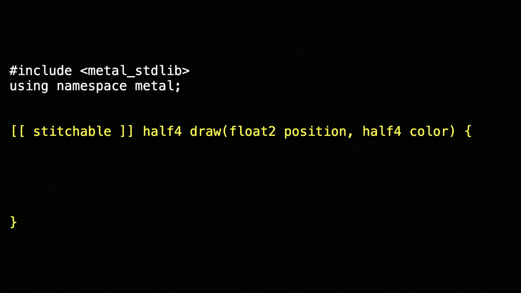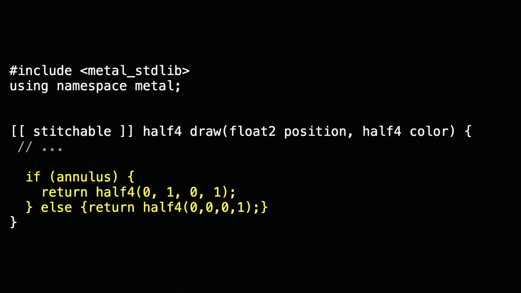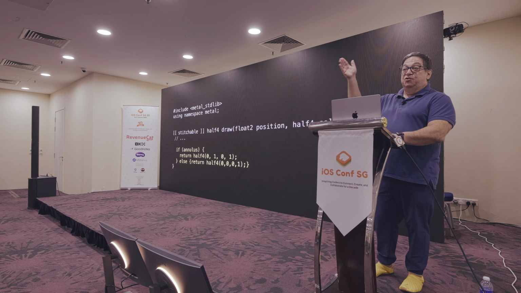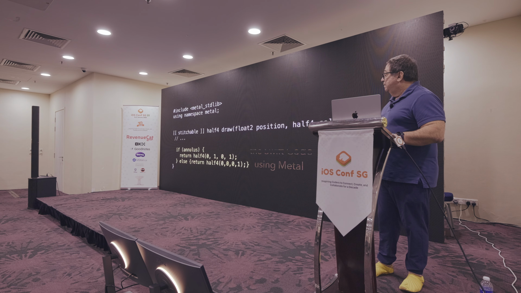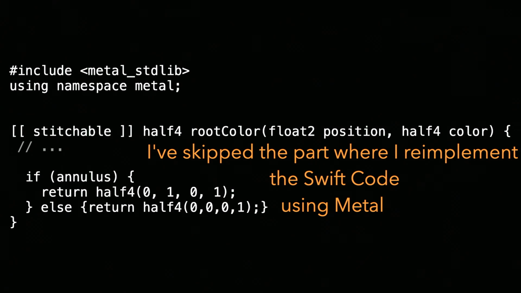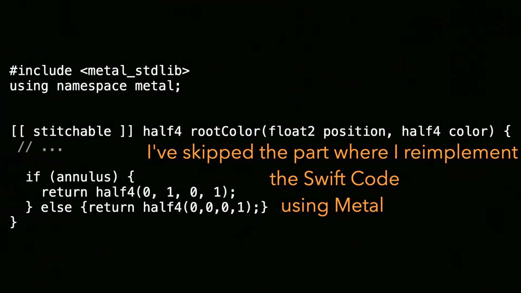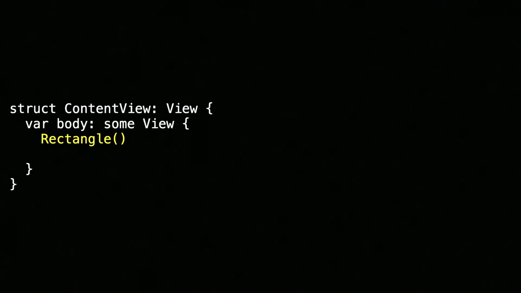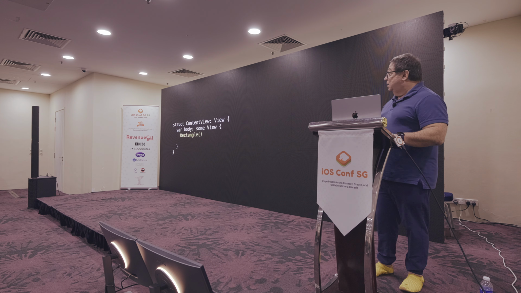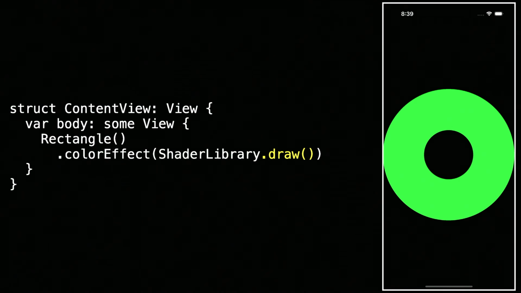And so, for example, I have this draw. Now, it looks very C-like. That's the drawback. But somehow I figure out if I'm in that annulus, then I'll color it one way. Otherwise, I'll color it another way. Very easy to work with a shape that has told you is it true or false based on the point. I've skipped the part where I re-implement the circle in Metal because that's not the point, but you can draw shapes. And the way we would do this in SwiftUI, because SwiftUI can now use Metal easily, is I take a rectangle and I say, hey, rectangle, apply the color effect that draws the shape, and I get my annulus there.